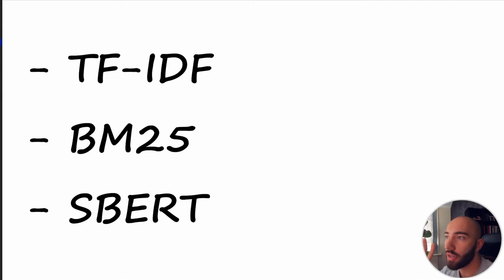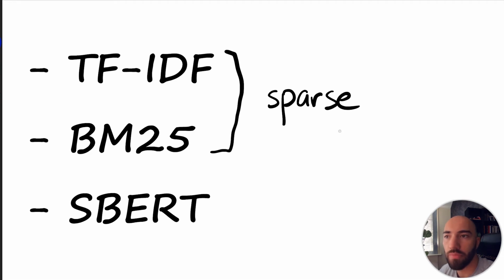Now, for TF-IDF and BM25, they're both pretty similar, and BM25 is actually an improved version of TF-IDF. And we can classify both of these as being sparse vector methods. So these both use sparse vectors, which essentially means they're vectors with a lot of zeros in, with the occasional value in there. And then our bottom one down here, which is Sentence-BERT, that's an example of a dense vector.